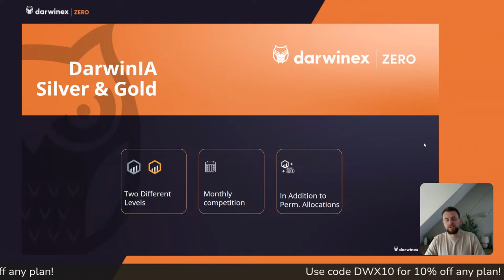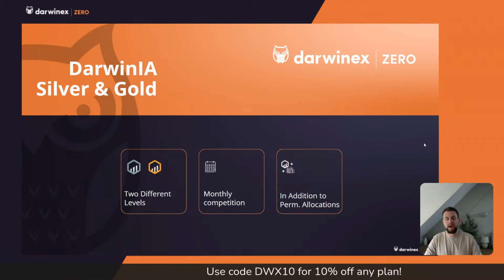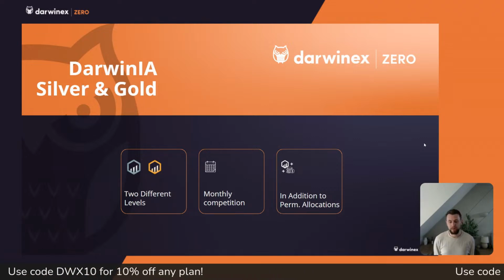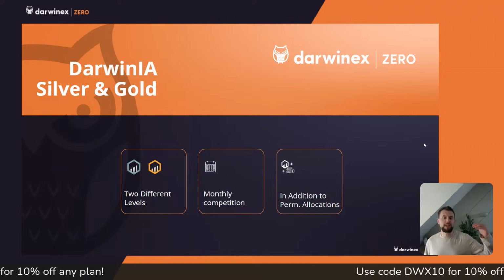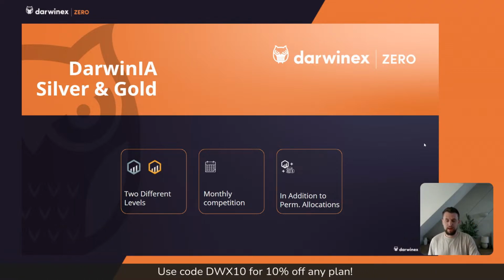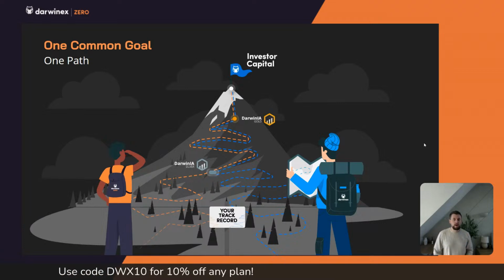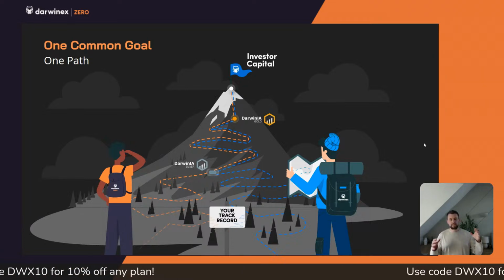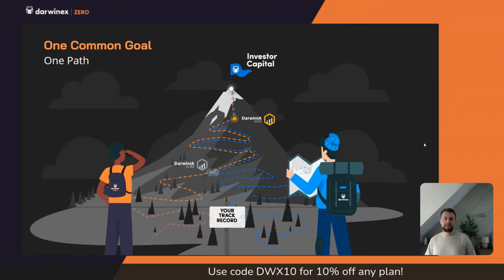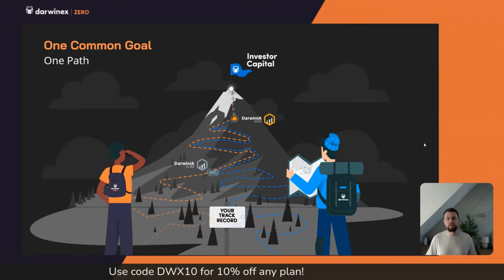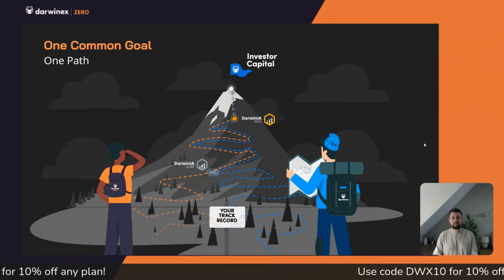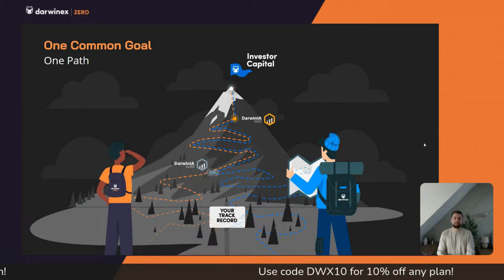This does work in addition to permanent allocations. So already we have 2 ways for you to earn success fees whilst developing as a trader and immersing yourself into our community, before we've even reached the pinnacle of success as a trader, which is gaining investor capital and third-party capital. So with that in mind, with Darwinex and Darwinex Zero, there's one common goal and one path to get to investor capital. That is trade, build your record, earn success fees on the way, and then eventually you'll be open to investors, and investors will be able to allocate capital to you.